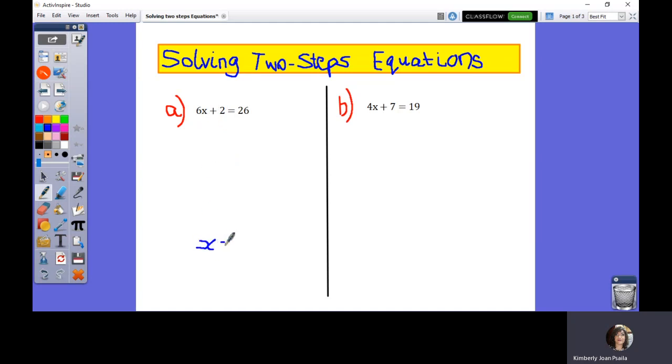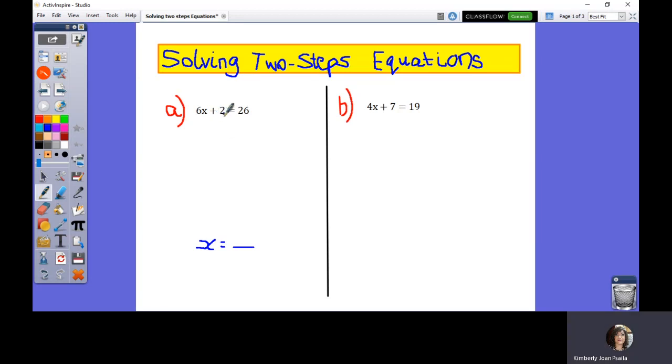So the last step should be our final answer: x is equal to a value. However, in order to get this, we have to do some steps before. First of all, let me remind you that what you do to one side of your equation has to be done exactly the same to the other side of the equation in order to keep the equation balanced. So first, I'm going to get rid of this plus 2.